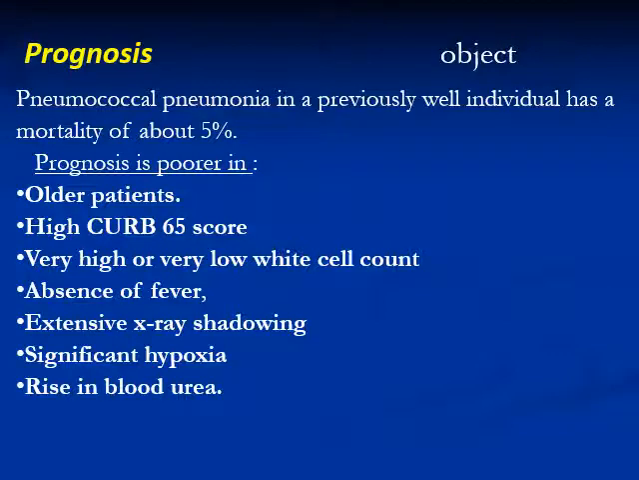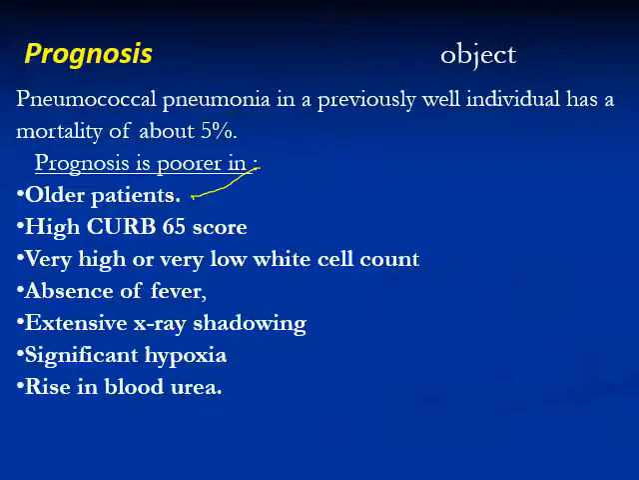We come to the prognosis of community acquired pneumonia, which is commonly caused by the pneumococcus. Pneumococcal pneumonia in a previously well individual has a mortality rate of about 5% and usually carries a good prognosis, with a death rate less than 5%. Prognosis becomes poorer, or there are poor prognostic points, in elderly patients, more than 65 years old.